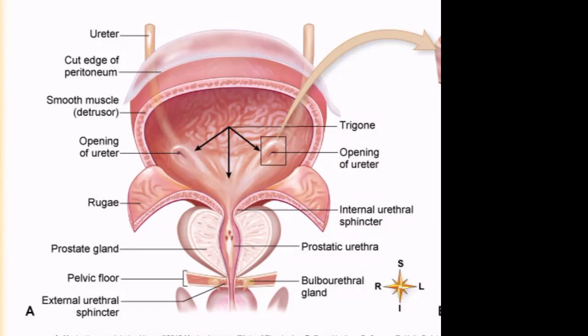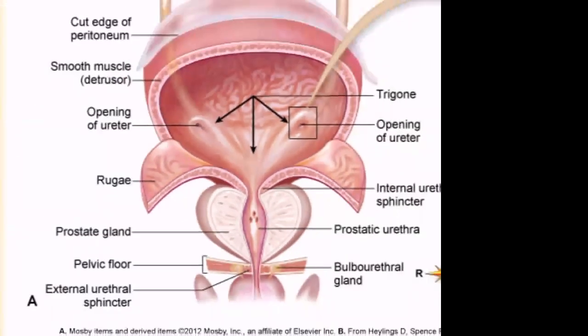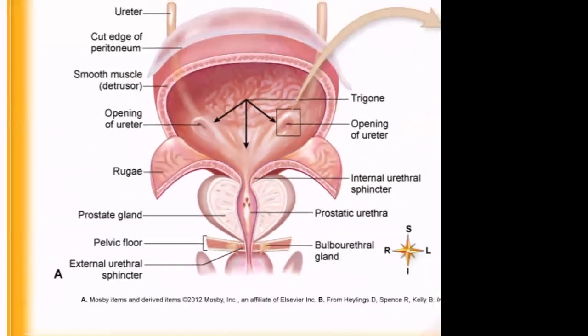There is, however, a doorway here, a muscular doorway, and then there's another one here called the urethral sphincters. There is one that is internal, one that is external. So there's two doorways that stop urine from leaving the bladder and going to the outside world. However, only one of these muscular doorways is under voluntary control. That is the external urethral sphincter. The internal urethral sphincter is under involuntary control.